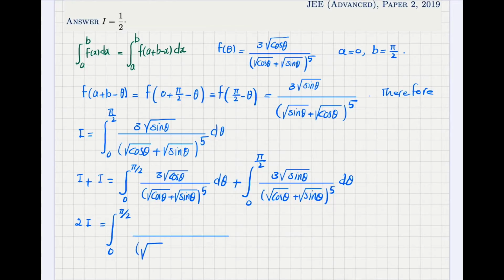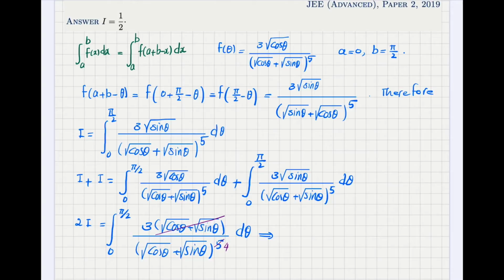So it becomes square root of cosine theta plus square root of sine theta, and then I have to power 5. And then when I add this integrand to that integrand, I can factor a 3 out. Then I will have square root of cosine theta plus square root of sine theta, and then I have d theta. But then what happens? This implies that one of these factors, because you see that this is exactly the same factor, will be cancelled with this one, and 4 of these factors are left.